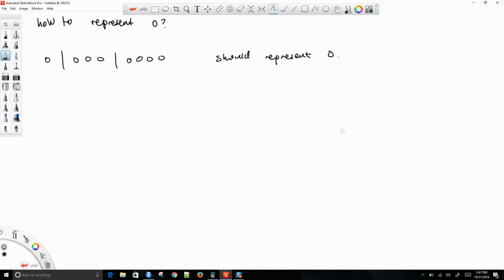With current rules, this would actually be 1.0000, because we said we're always going to assume the leading digit is a 1, times 2 to the 0 minus 3, 2 to the negative 3. So this becomes 1 times 2 to the negative 3, which is 1/8 or 0.125. So this is a problem. We need to be able to represent 0.